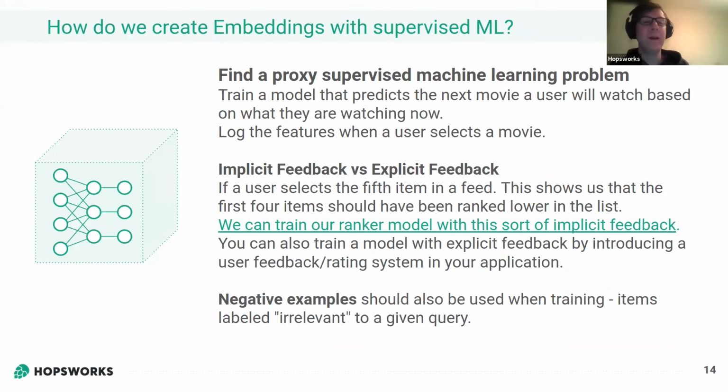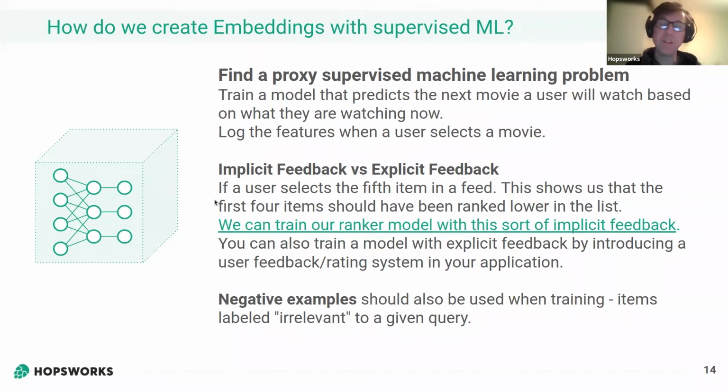So how do we create embeddings with a supervised machine learning model, assuming that we can log what the user has done? One thing you might want to do is find a proxy for your supervised machine learning problem. You might say, well, I want to predict what the next movie a user will watch is based on what they're watching now. And you might think that's great. And YouTube did that originally. It didn't work so well because a lot of clickbaity videos were returned. So they then changed the proxy problem to how long a user would spend watching the next movie they click on. So that downranked the clickbaity videos. Of course, then you need to log the features when the user selects a movie in order to be able to create some training data for this.